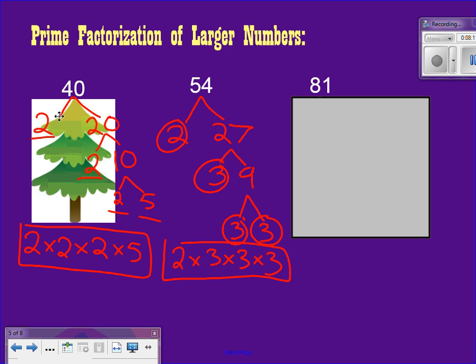So now I want you guys to try the prime factorization of 81 on your own. Pause the video and try breaking it down, starting with 2 or 3 as your first number.